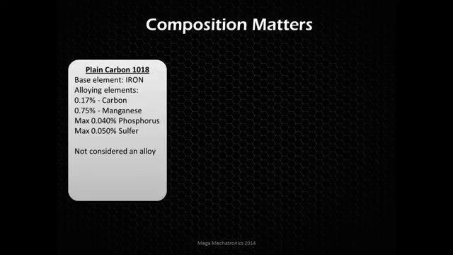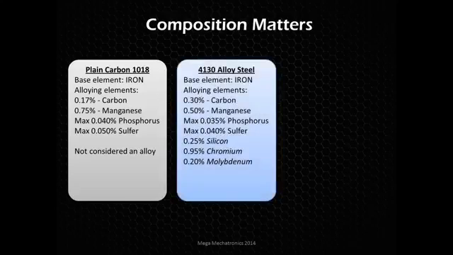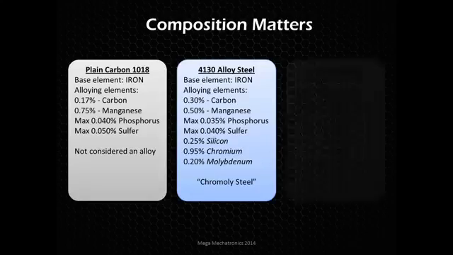So looking at different compositions, here's a plain carbon, 0.17% carbon, and another material, but that's not really an alloy. This is an alloy right here, 4130 alloy, because it's got more than two elements that are alloying it. And what makes this special is the silicon, chromium, and molybdenum. The nickname for this is chromoly steel, and this is what you build race cars out of. It is a very high strength, ductile, strong, tough material.